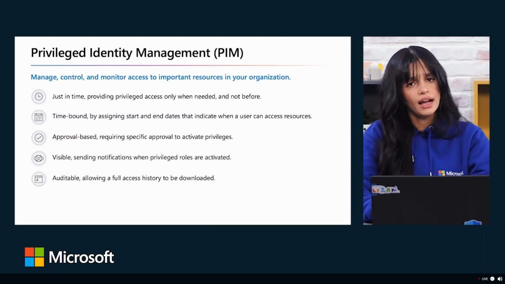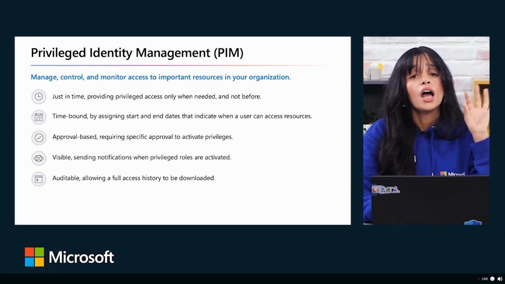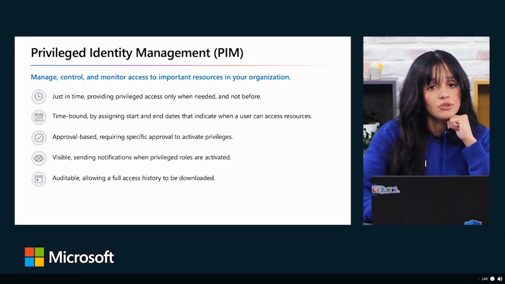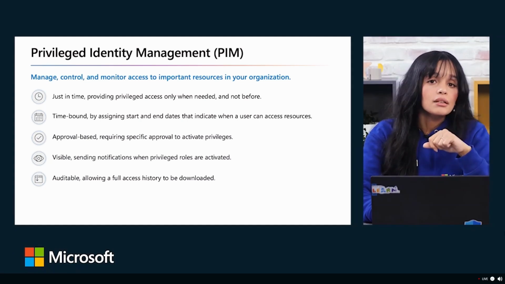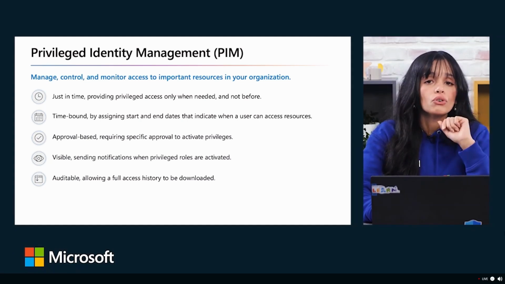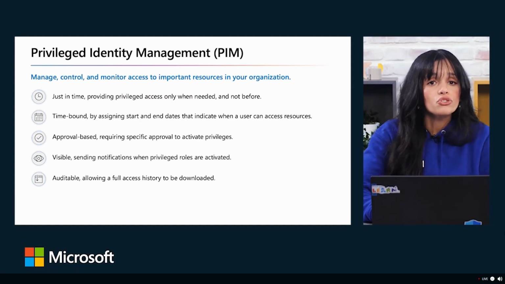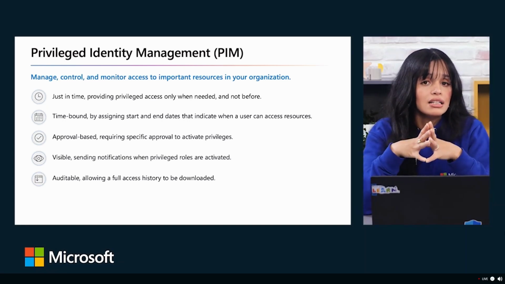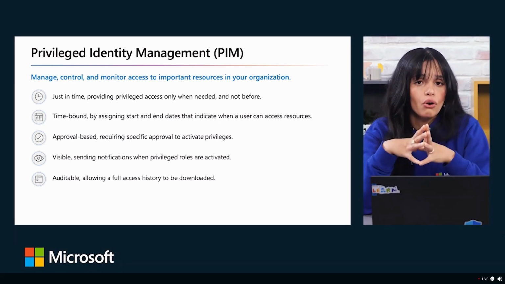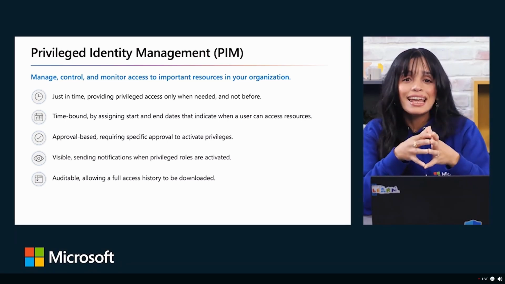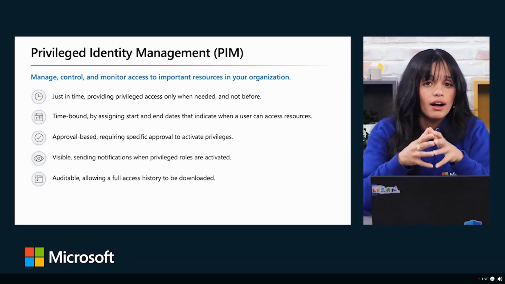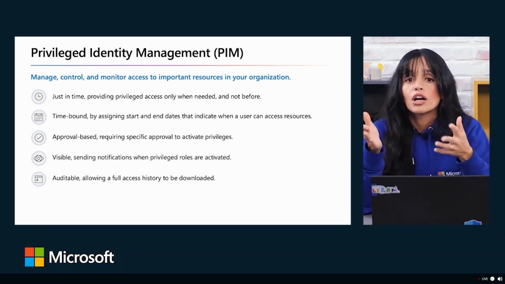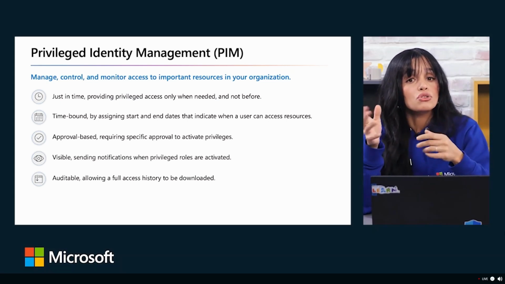Now, apart from that, we want to know and talk about something called privileged identity management. Privileged identity management, or PIM in short, is a service in Microsoft Entra that enables you to manage, control, and monitor access to important resources in your organization. These include resources in Microsoft Entra, Azure, and other Microsoft Online services such as Microsoft 365 or Microsoft Intune.